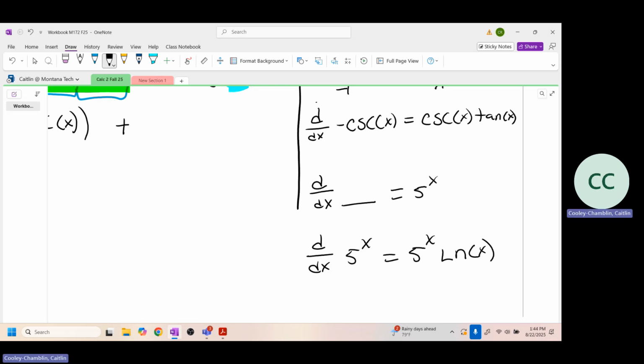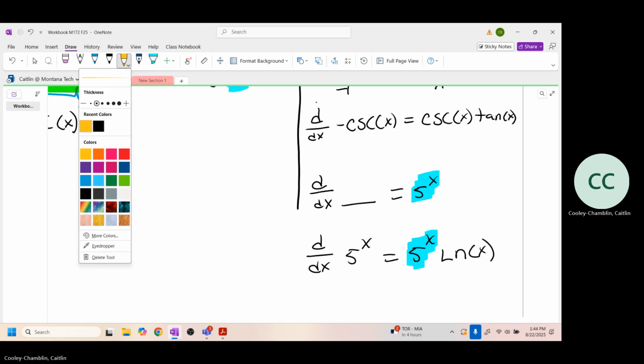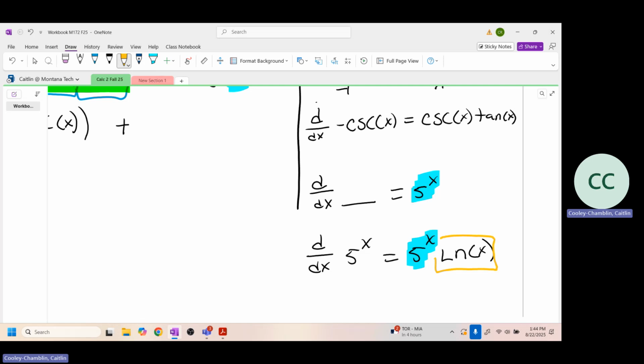But the problem is right here, I only have 5x. I need to get rid of this ln of x. That's kind of in my way. Oh, not ln of x, ln of 8. What am I doing? That's what I get when I don't flip back to the formula sheet. ln of 5. Man, guys, sometimes it helps if my brain works.